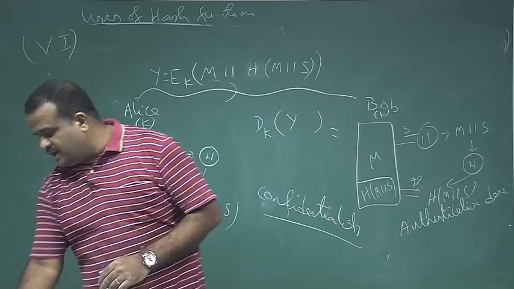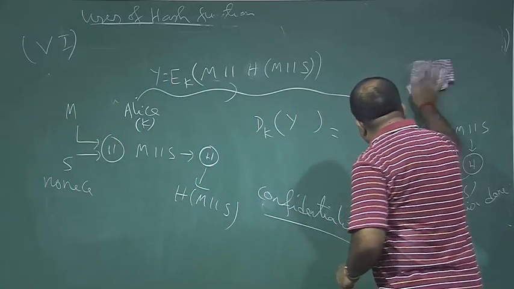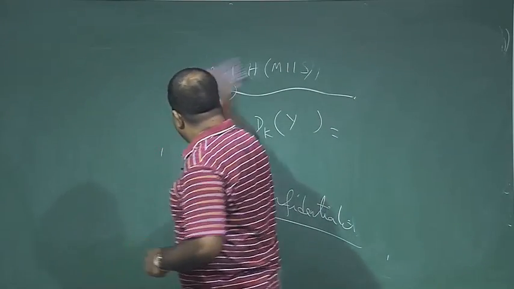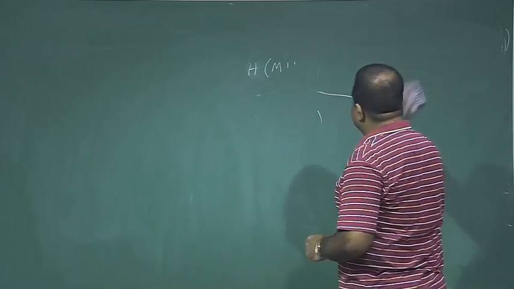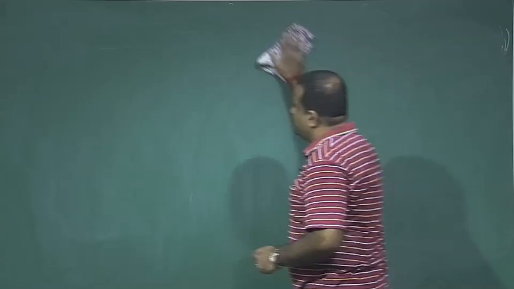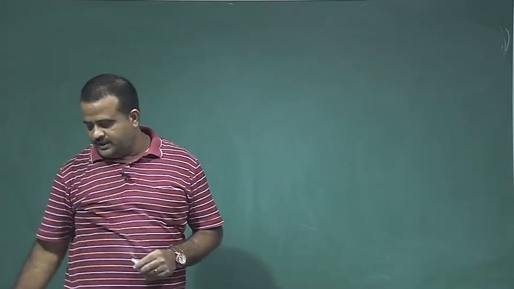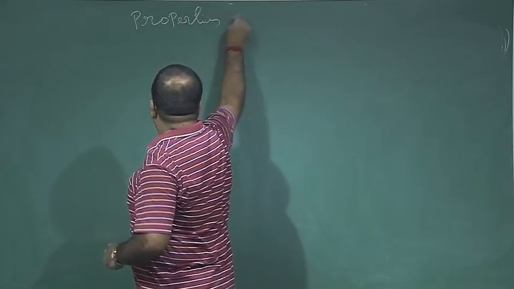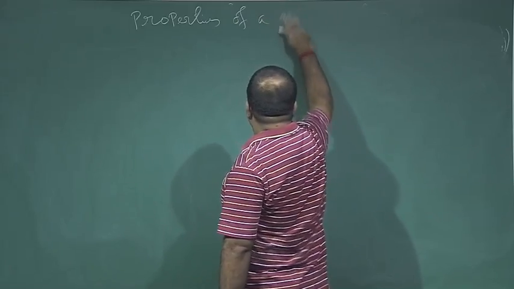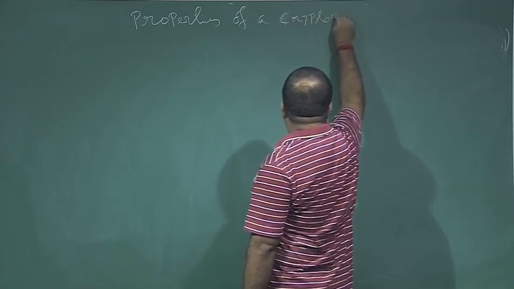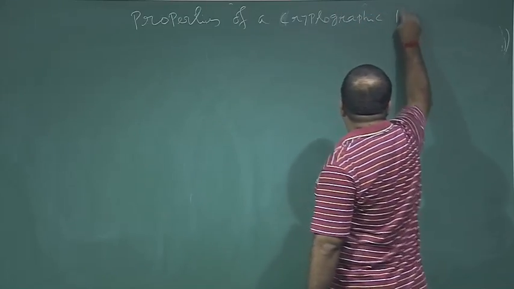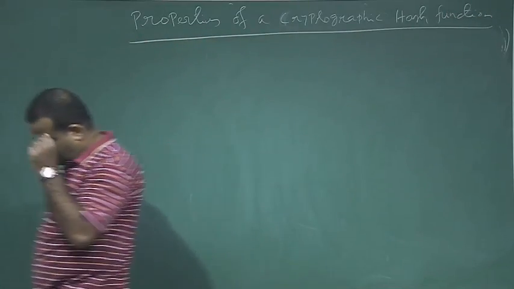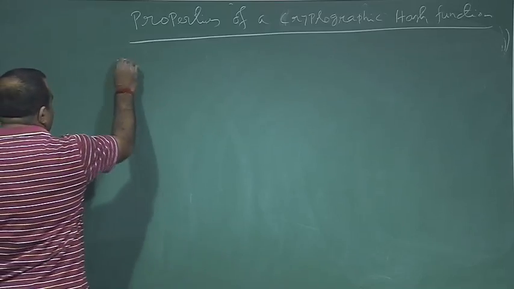Okay. Now, based on the uses, we want to know what properties our hash function should have. Otherwise, we cannot use it in this cryptography. So, what properties should a cryptographic hash function have? Properties of a cryptographic hash function.